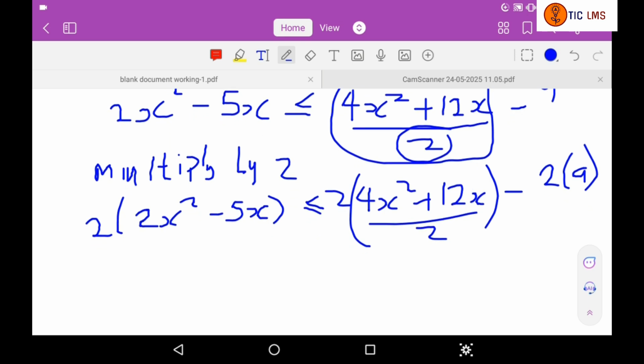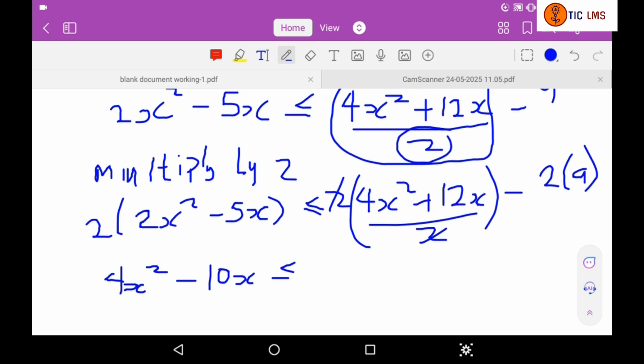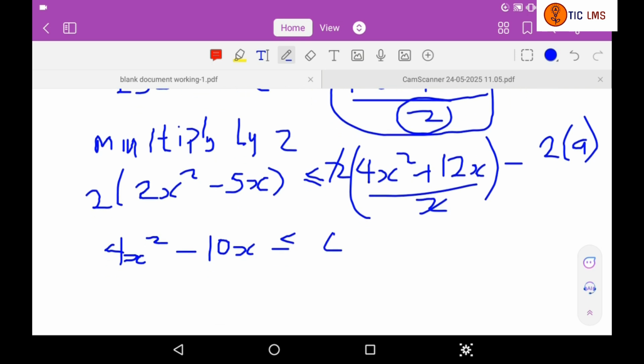So let's start from the left hand side. 2 multiplied by 2, that's 4x squared. 2 times 5, that's 10x. Then less or equals to. Now this 2, take out this 2. You don't need to open the bracket and say, okay, this 2 times 4x, 2 times 12. No, you don't need to do it that way. So we'll have 4x squared plus 12x, right? Then 2 times 9, we have 18.